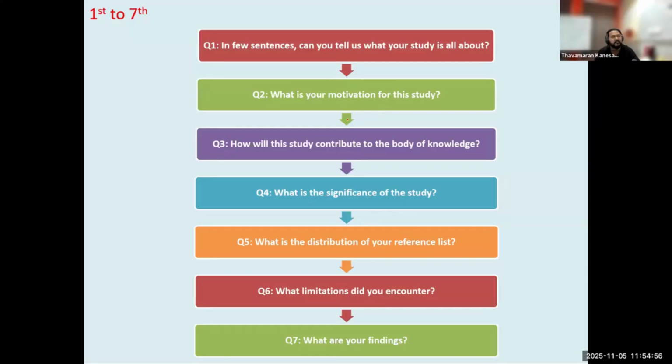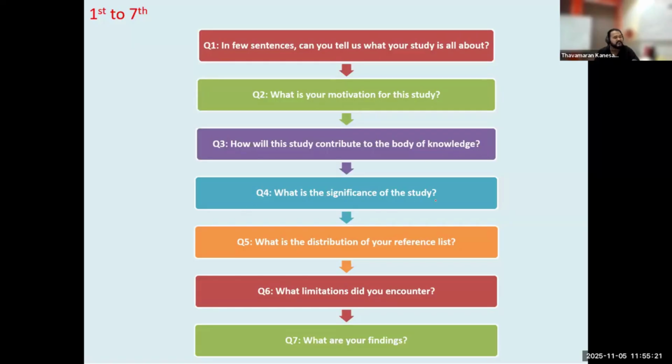I think MMU sets 10%, UTM sets 20%, all other universities set at 20%. Okay, journals set at 15%. Okay, all journals. You have to scan and send the report. Then only will they even review the paper. Now, the latest ruling. Okay, so question 3, how will this study contribute to the body of knowledge?